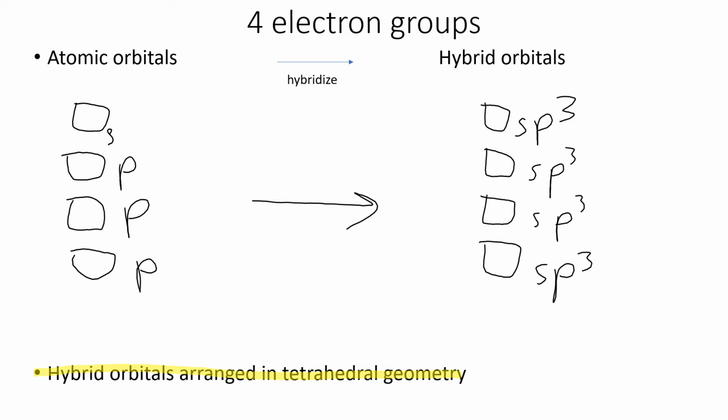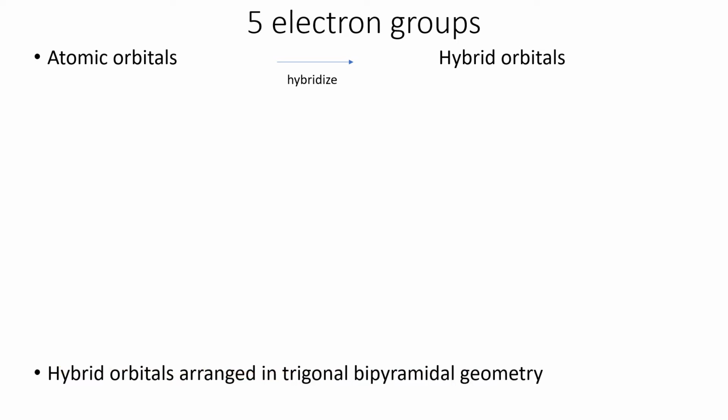Same thing that happened with four electron groups is going to happen with five electron groups. We're dealing with five electron groups. Well, that first guideline for hybrid orbitals is going to tell us five electron groups means we better have five hybrid orbitals. 1, 2, 3, 4, 5.